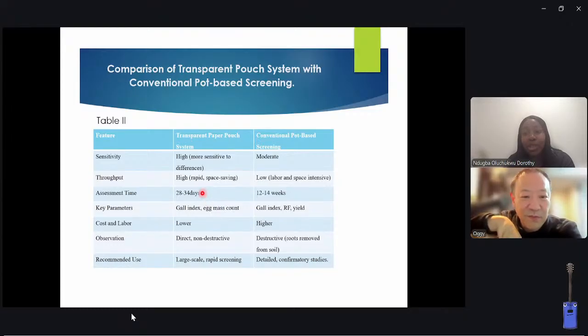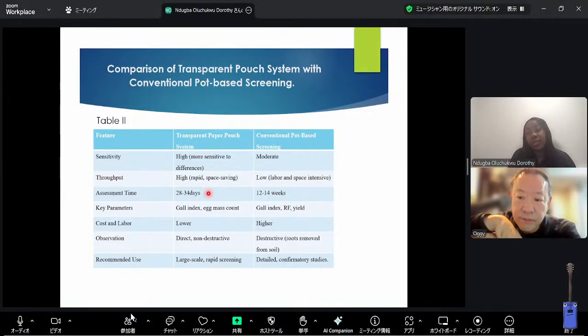With the transfer paper pouch, it takes 28 to 34 days from planting till termination of the experiment. So the time is shorter, right? But if I had planted in a pot or maybe in the farm, it would take me 12 to 14 weeks from planting to termination. So you see, the transfer paper pouch is faster compared to the old method. Let me keep saying "old method" so that you will understand better.